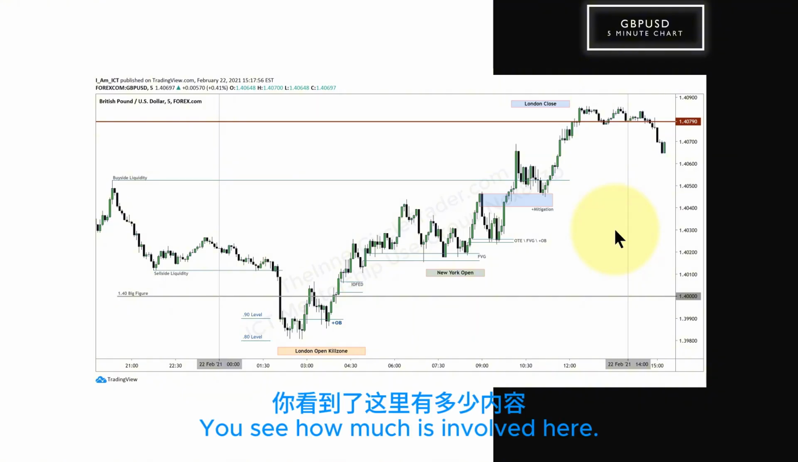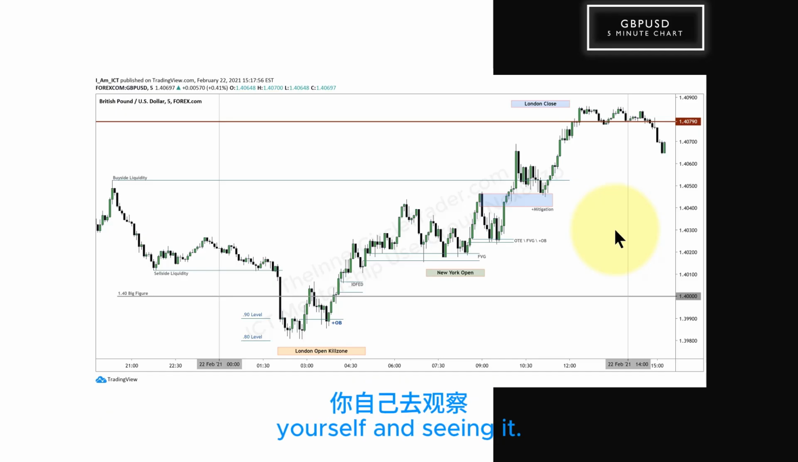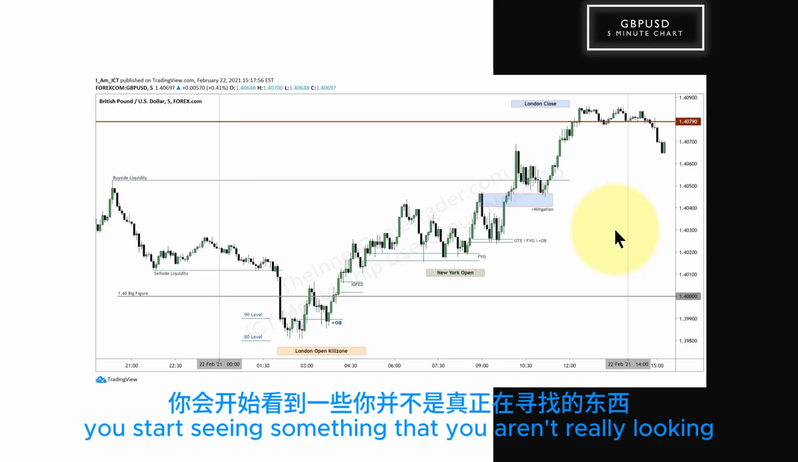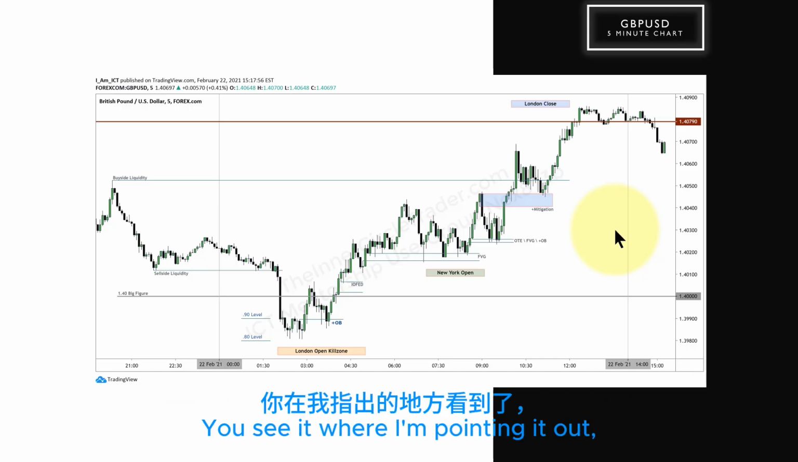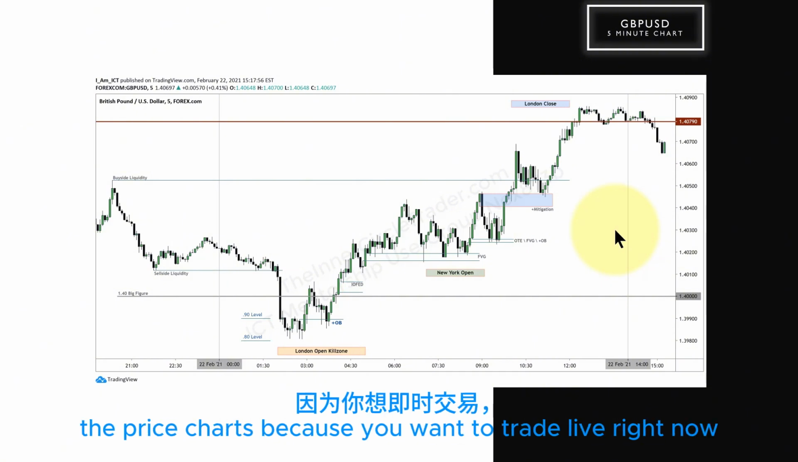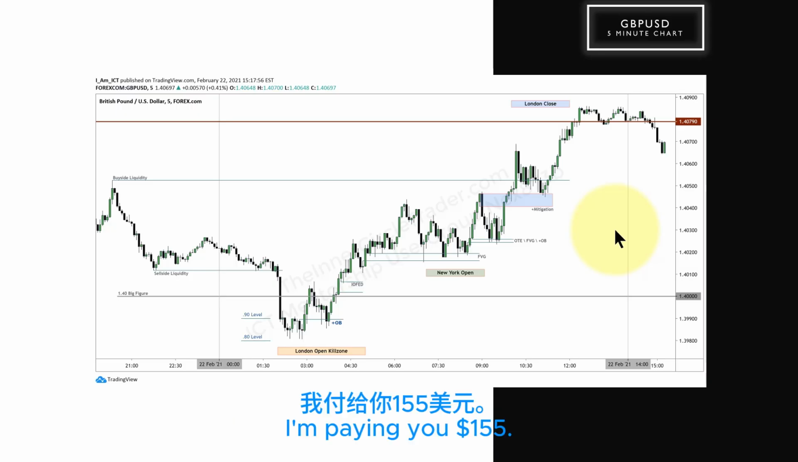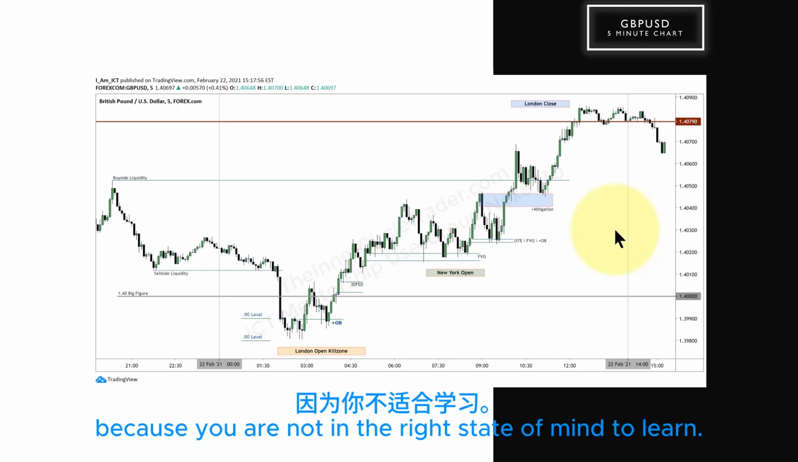You see how much is involved here. And you also see that it takes a routine of doing this every single day and conditioning yourself and seeing it. And over a period of time, you start seeing something that you aren't really looking at right now. You see it where I'm pointing it out, but you don't see it when you're looking at the price charts because you want to trade live right now, because it isn't useful to you unless you're making money right now. I'm paying you $155. I better see some money. Okay. Quit. Because you are not in the right state of mind to learn.